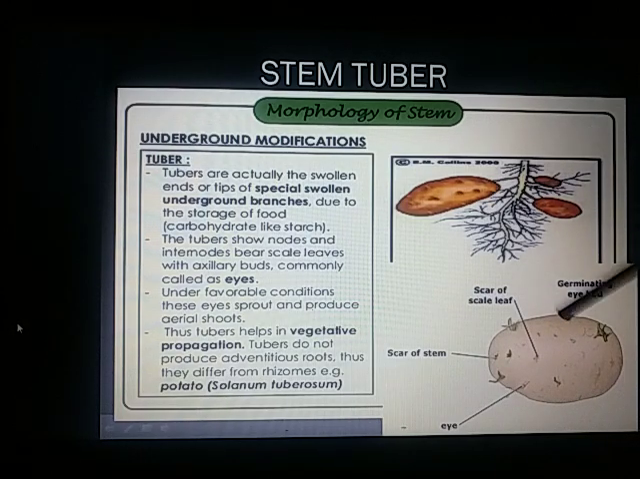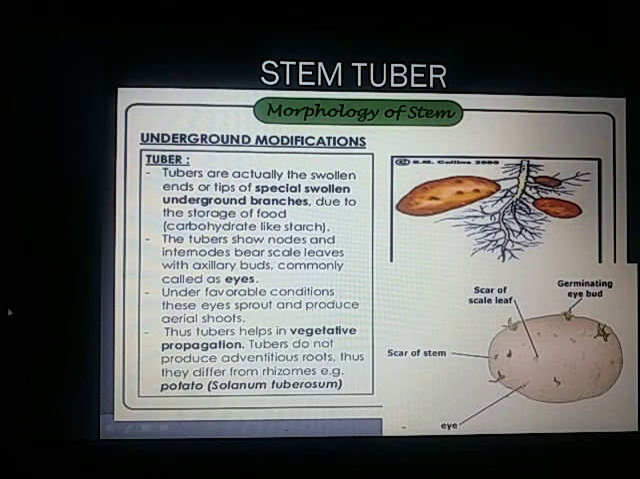What you are watching on the monitor is the potato. It has some eye-like projections. These are the eye-like structures, and what they are called the nodes. At each eye-like structure, there is a scar left over by the fallen scale leaf. Then below that, a pit in which an axillary bud is present. And each piece, when you cut it and sow it, will grow into an individual plant. Thus, the eyes of potato help in vegetative propagation. So this is a stem tuber.